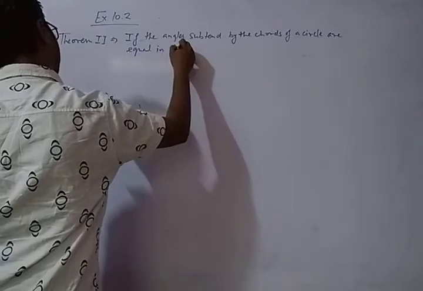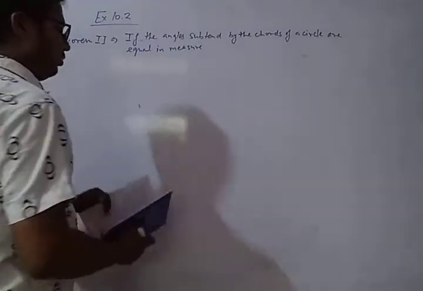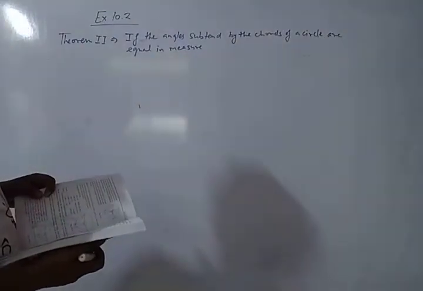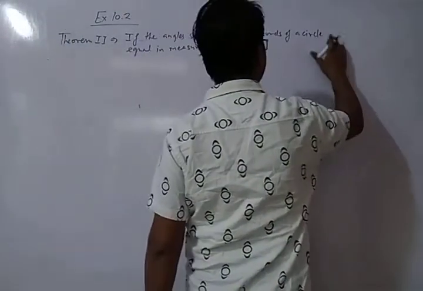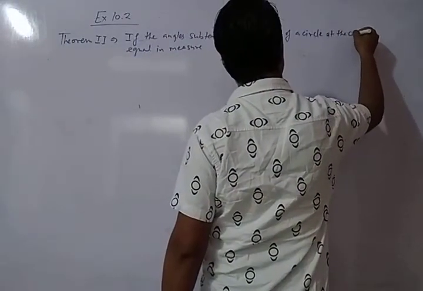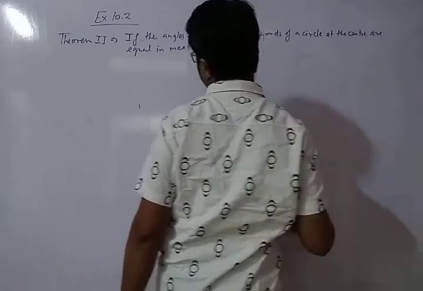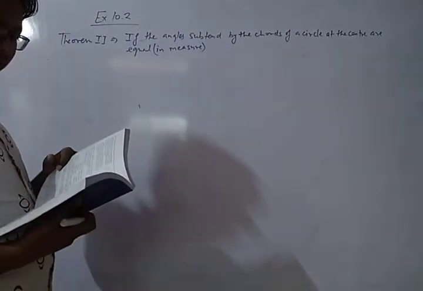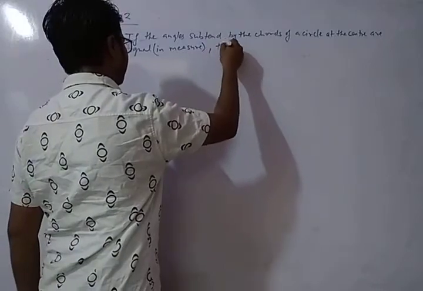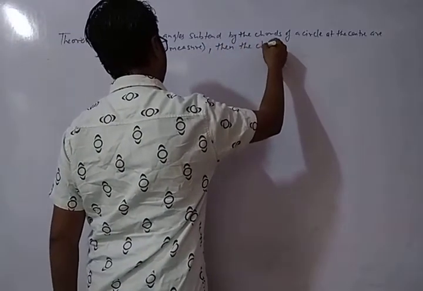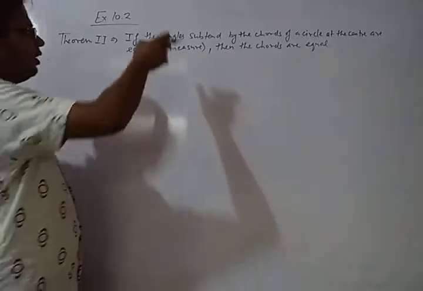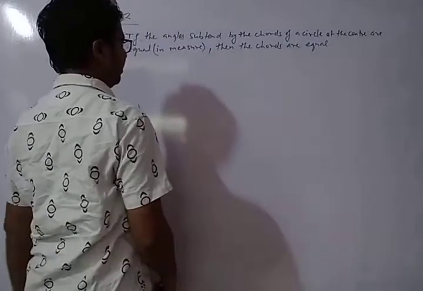of a circle at the center are equal, then the chords are equal. Earlier we proved that if the chords are equal then the angles are equal. Now it is given that the angles are equal, then we have to prove that the chords are equal in measure.